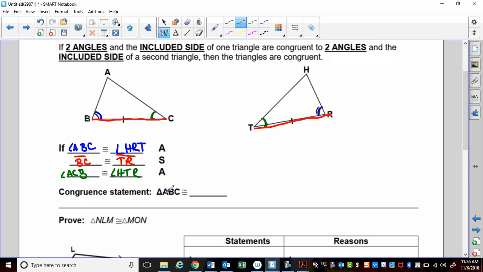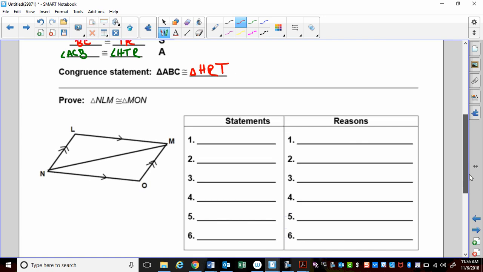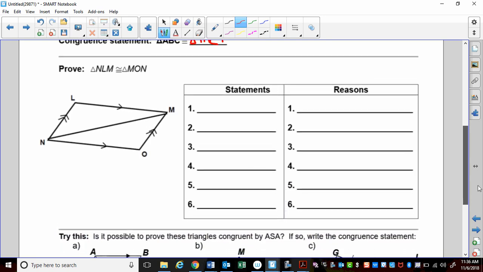Then triangle ABC will be congruent to triangle... A is the one without any congruencies, so that's H. B has the blue mark, so that's R. And then C has the green mark, so that's T. Remember, the order does matter. Let's look at how we would use this in a proof.